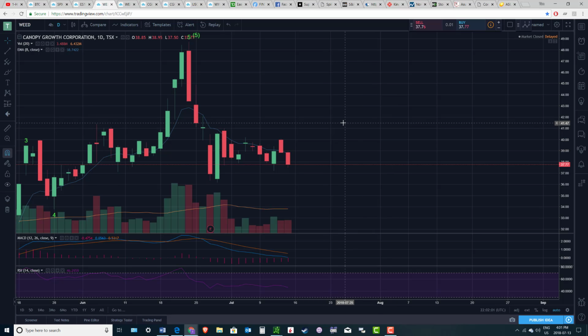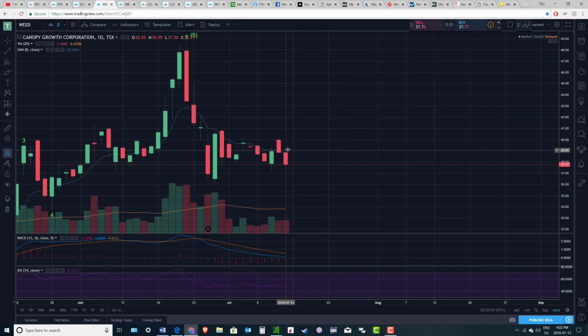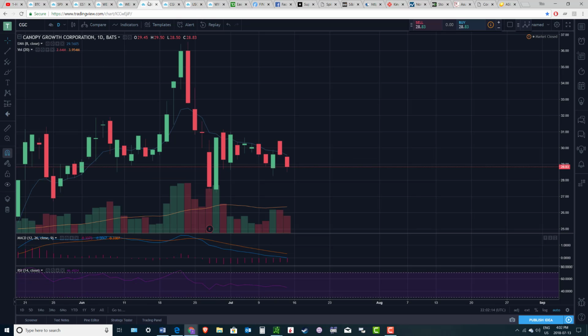Let's check in with weed. Alright, so we had another down day, but important, we didn't take out the low of this bullish engulfing candlestick, and that was at 37.20. And that equivalent low on CGC was 28.27. So both of those key levels held.